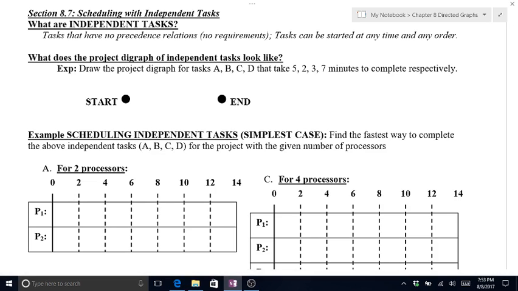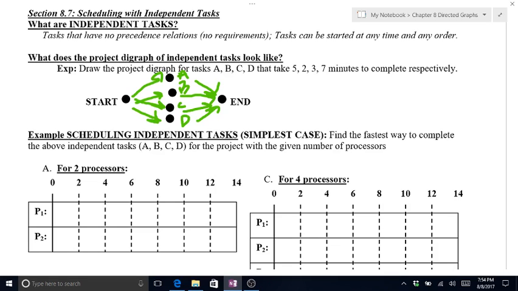All 4 of these tasks can be done right off the start. So this is A, B, C, and D. Any one of these tasks can be done directly from the starting point. Okay? And then all of the tasks will lead to the end. Nothing has to be done before anything else.